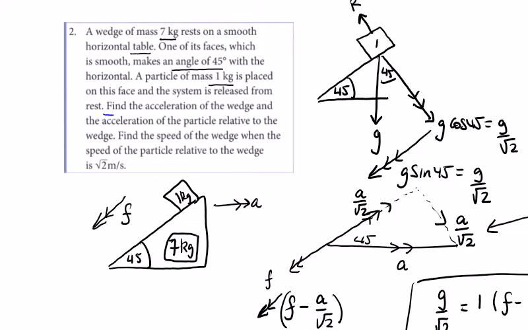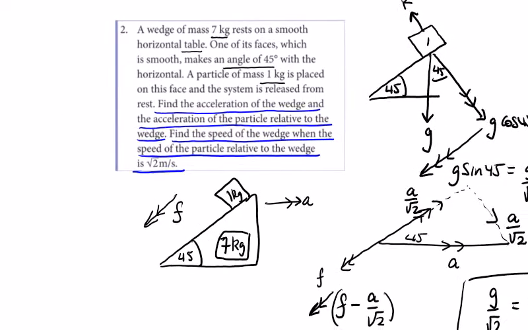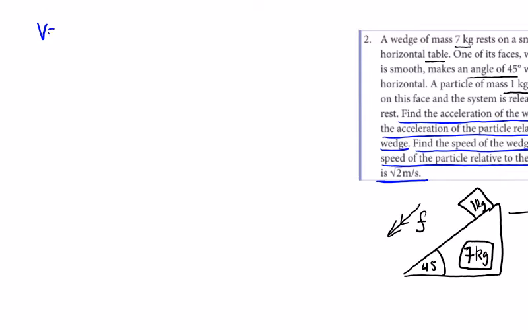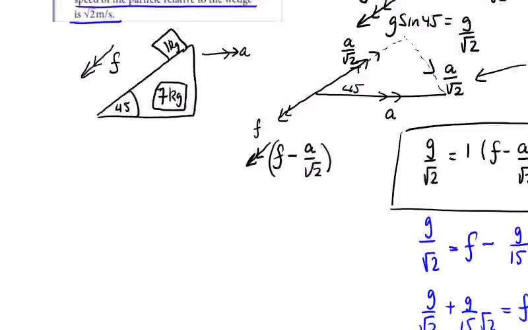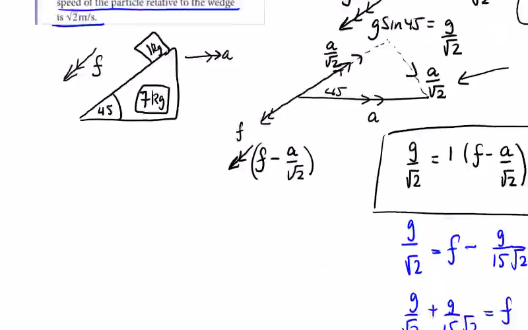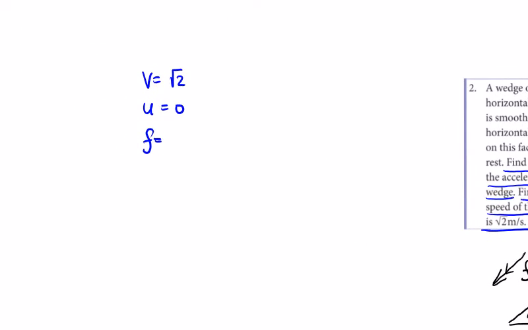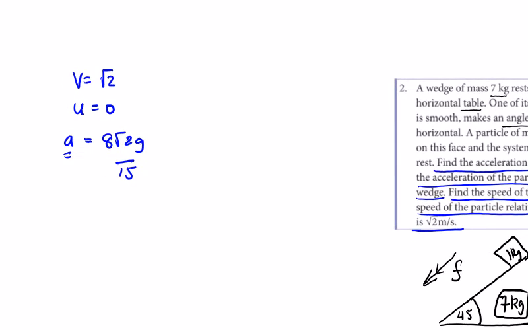The question asks: find the acceleration of the wedge and the acceleration of the particle relative to the wedge. And also find the speed of the wedge when the speed of the particle relative to the wedge is root 2. The system was released from rest. We just got the acceleration to be 8 root 2 g over 15. So that's what we have in relation to the particle.